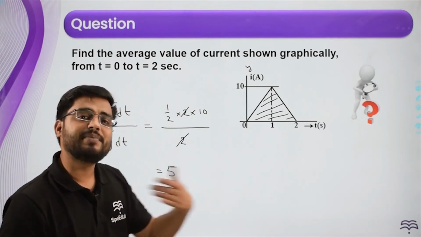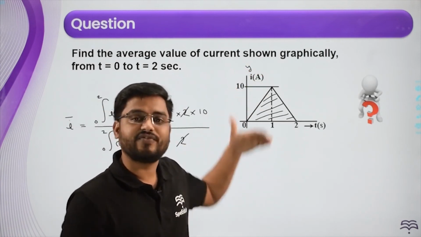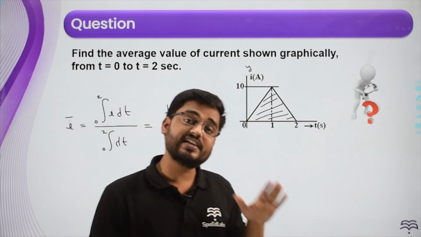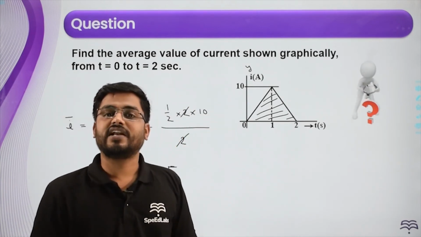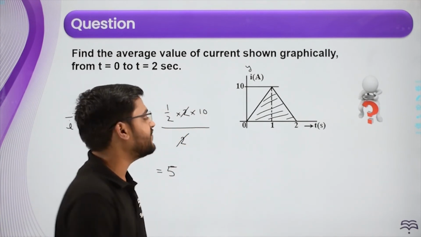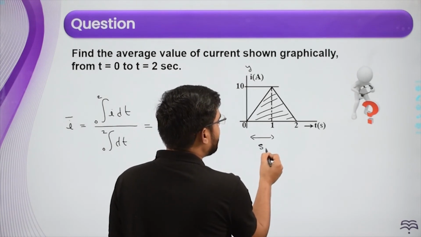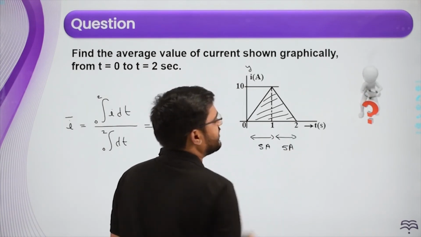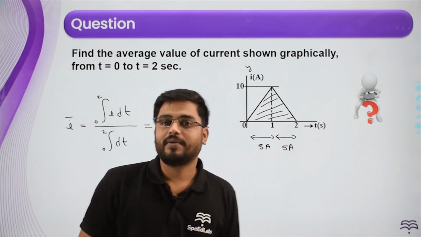Now, weren't we expecting this? See, if the value is continuously increasing from 0 to 10, in that duration the average can be written. If there is a linear increase, then the average is always the mid value. Similarly, for a linear decrease also the average is the mid value. So for 0 to 1 second, the average is basically 5 ampere. From 1 to 2 second, again the average is 5 ampere. And eventually we can say for the whole duration the average is 5 ampere.